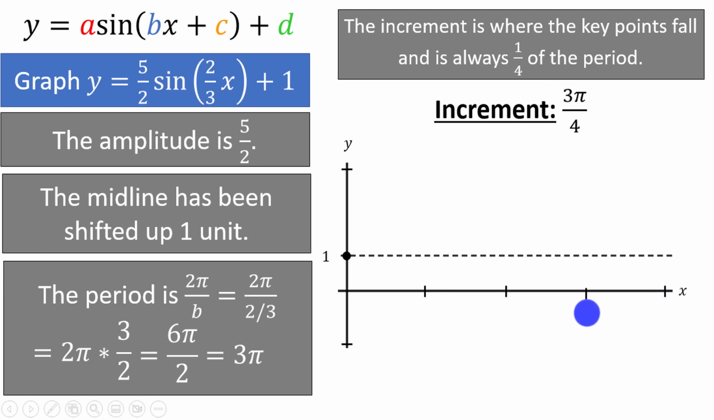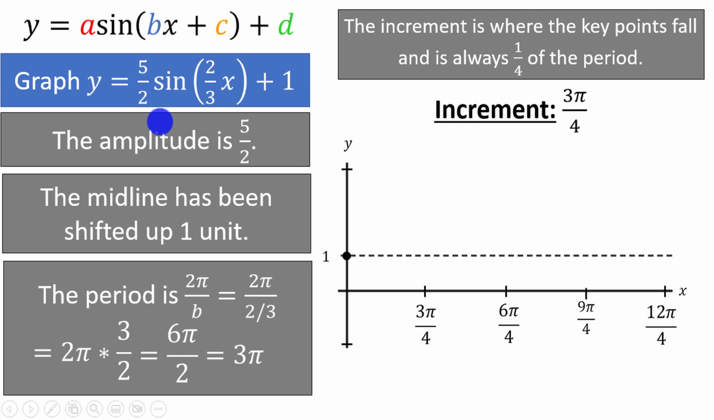Adding 3 pi over 4 once, we have 3 pi over 4. Adding 3 pi over 4 again, we would have 6 pi over 4. Then we would have 9 pi over 4, and finally 12 pi over 4. These are the x values that we will have important key points on the graph. The sine function starts right at its midline, at 0, 1 in this case, and then will increase to its maximum.